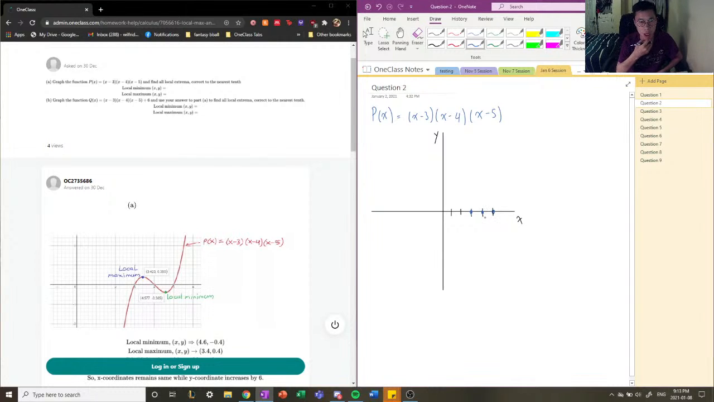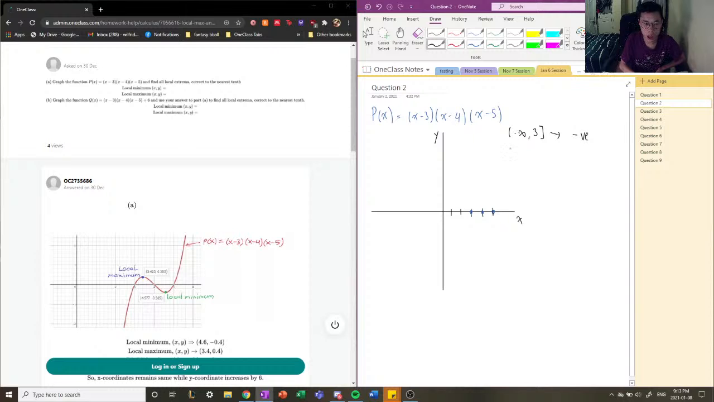So let's first evaluate from negative infinity to 3. If we were to plug in, let's say, 2 into our function here, we have 2 minus 3 is a negative number, 2 minus 4 is a negative number, and 2 minus 5 is a negative number. So our function is negative below here. So it's negative.